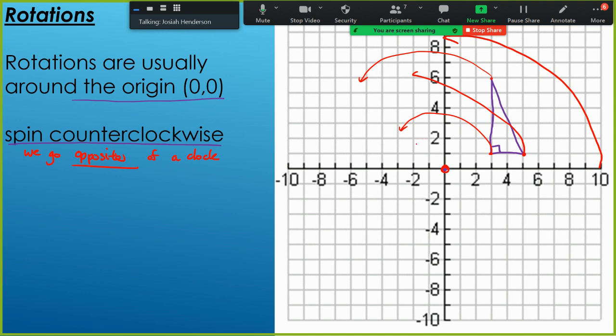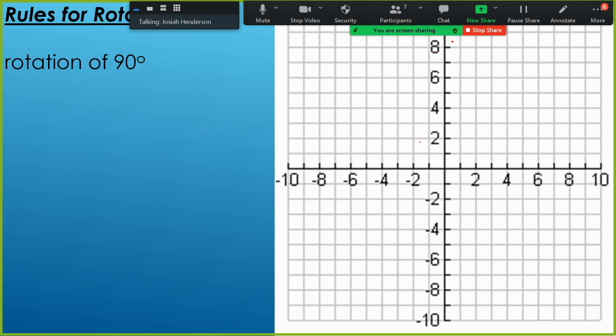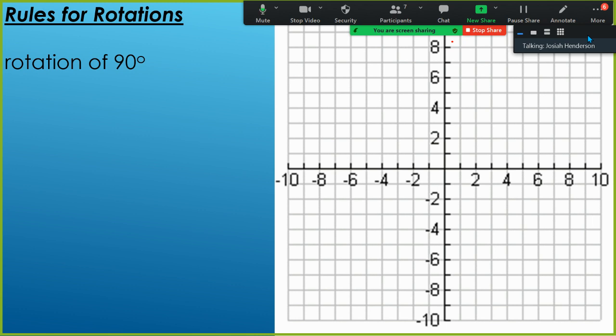Now I want to show you some specific rotations. So just like for our reflections, we had special lines that we used, right? We looked at the x-axis, the y-axis, and then our two different lines, y equals x and y equals negative x. We're going to look at these specific rotations. Rotation of 90 degrees. And this is also a quarter turn.